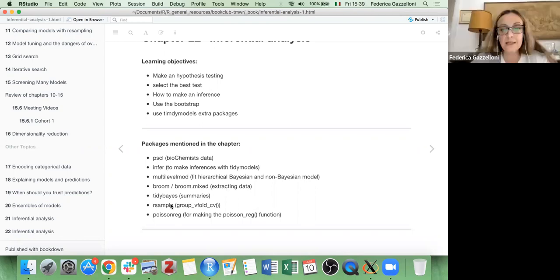Then obviously we use broom.mixed and some other summaries, as well as rsample for another type of resampling aside from bootstrapping. And then finally, the poissonreg package, which is not part of the core of the tidymodels packages. But it allows you to use the poisson_reg function in a parsnip syntax, okay, with the engine and everything.